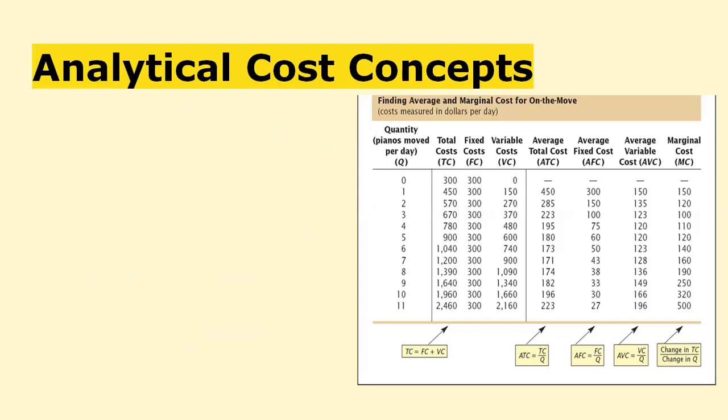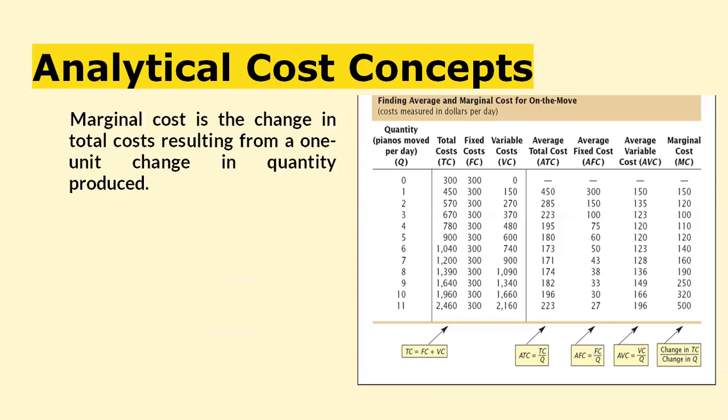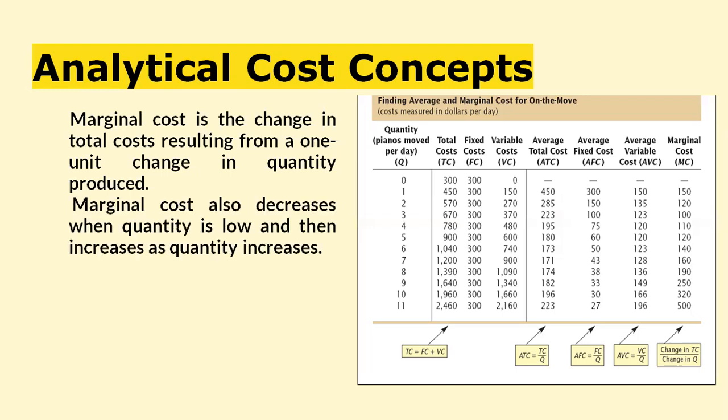Analytical cost concepts. Marginal cost is the change in total cost resulting from a 1 unit change in quantity produced. Marginal cost also decreases when quantity is low and then increases as quantity increases.